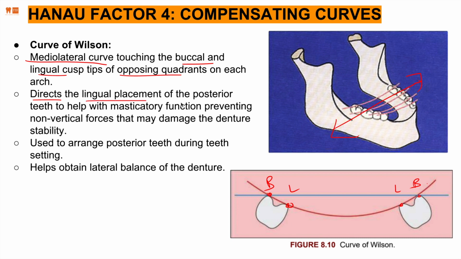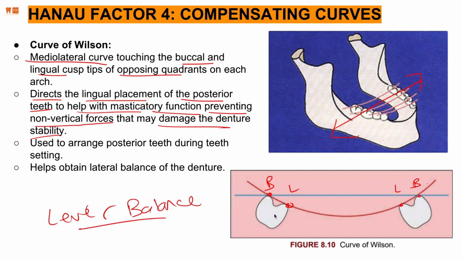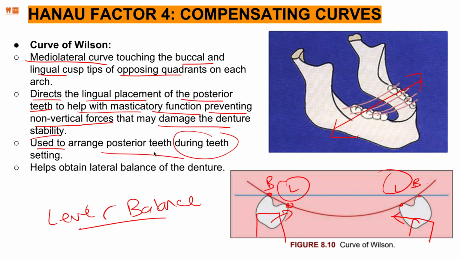It directs the lingual placement of the posterior teeth to help with masticatory functions and preventing non-vertical forces that may damage the denture. In other words, it helps with lever balance. And so this is our ridge right here, and it helps set our teeth a little more lingually, to help with denture stability and prevent non-vertical forces from damaging the denture. It is used to arrange posterior teeth during the teeth setting step. It helps obtain a lateral balance of the denture known as the lever balance.